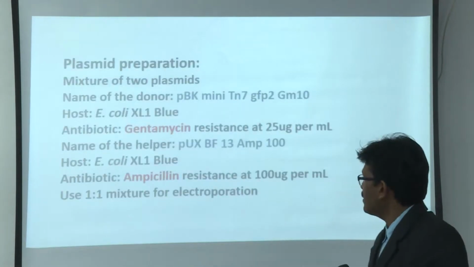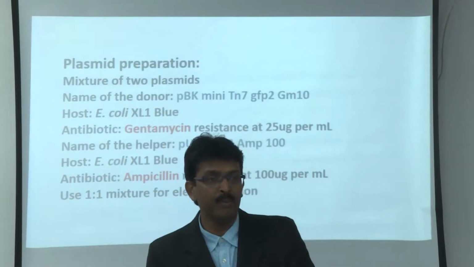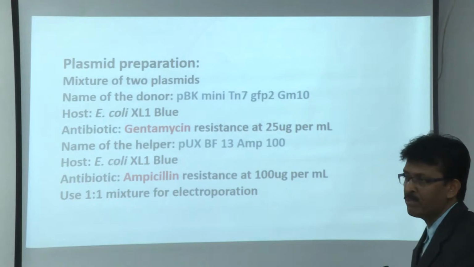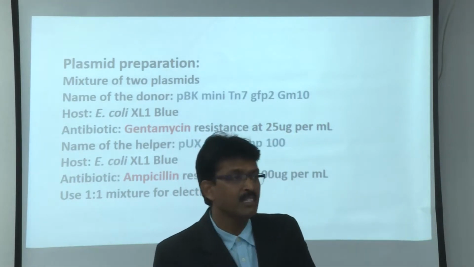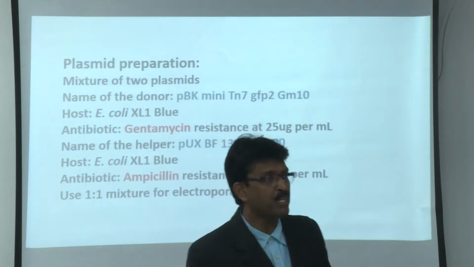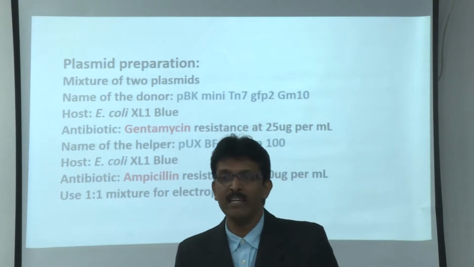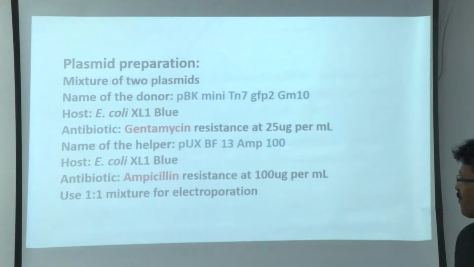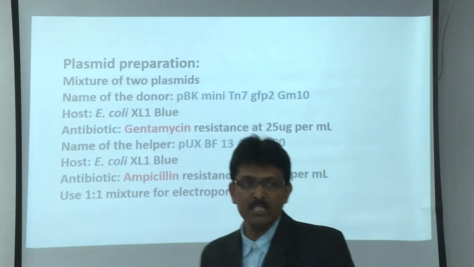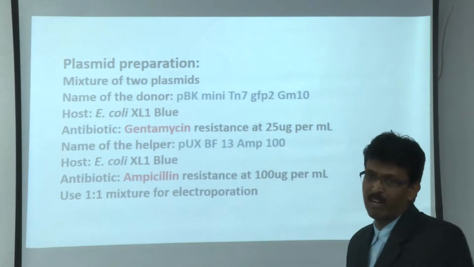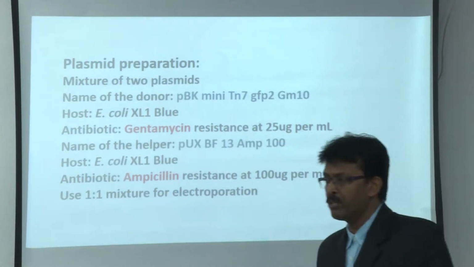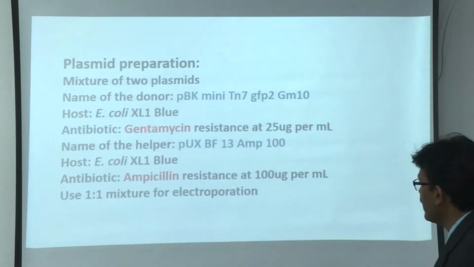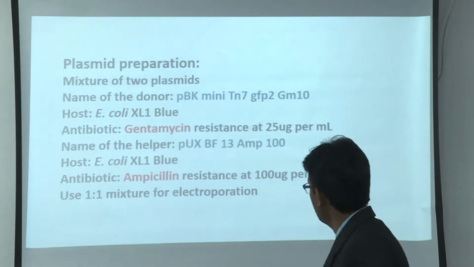Okay. And this is the kind of plasmid we used, pBK-mini-Tn7-GFP2 GM10 is the name of the vector, and this vector is very unique in the sense that it gets integrated into the neutral site in the bacterial genome. The neutral site lies somewhere downstream of a gene called glmS. Okay, and this is maintained in an E. coli host, that is XL1-Blue, and these hosts are now commercially available. So you just put up a request with the company, and you pay the necessary amount, they will send you. And this is resistant to gentamicin at 25 microgram per ml.